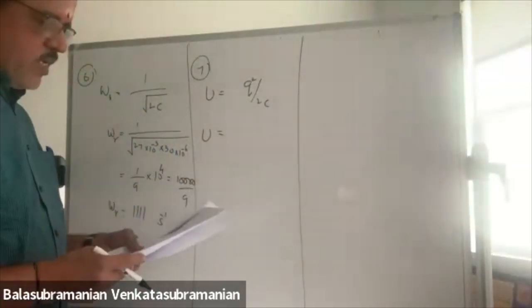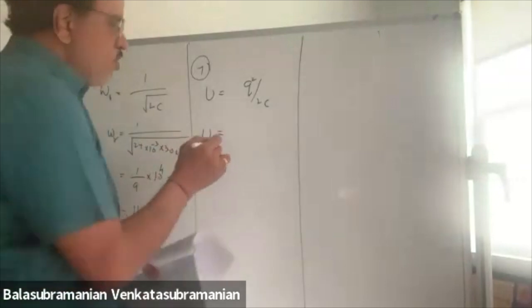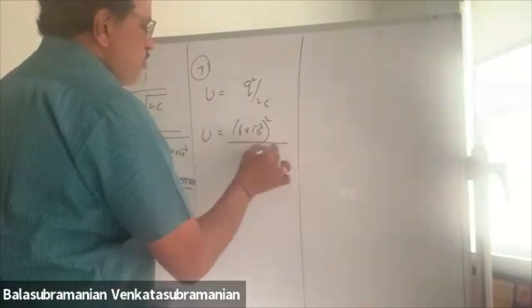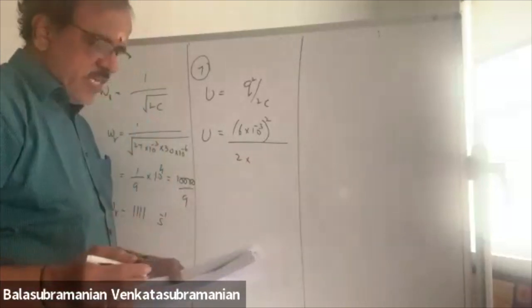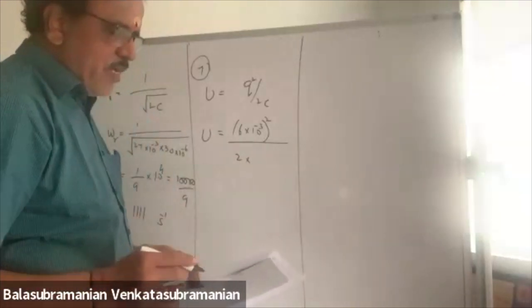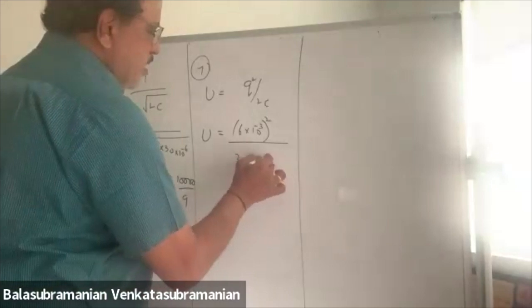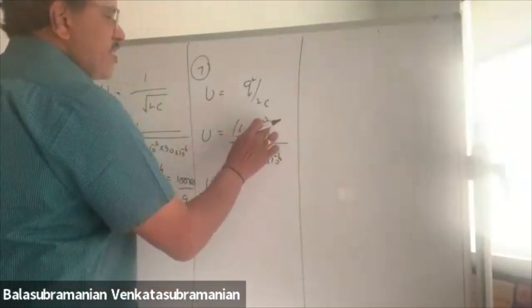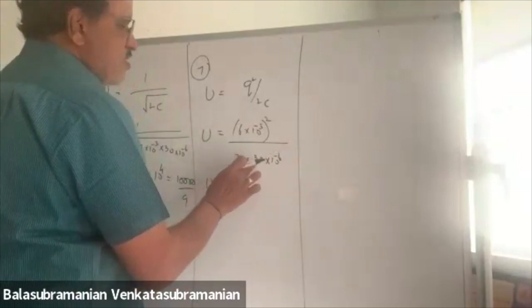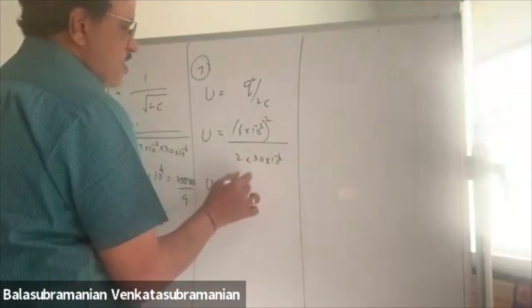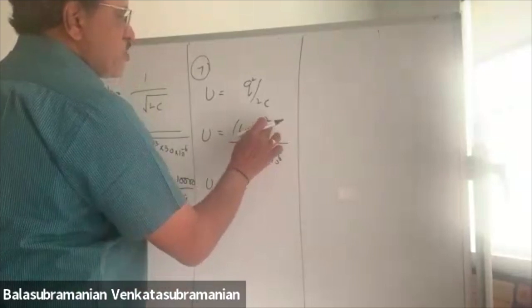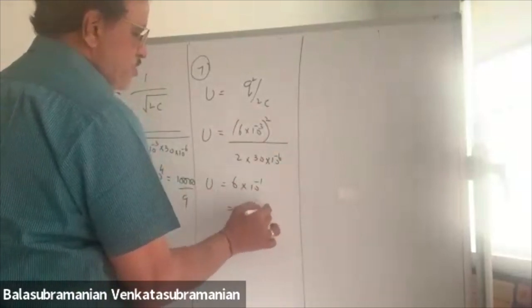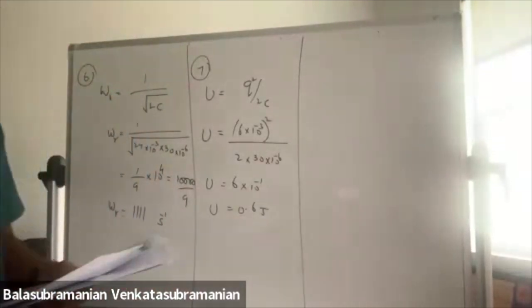What is Q value here? 6 millicoulomb. 6 into 10 power minus 3 the whole square by 2 into C value 30 microfarad, 30 into 10 power minus 6. 6 square 36 and this is 6. So again 6 here. 10 power minus 5, this is minus 6. So 10 power minus 1. 0.6 joules. That is energy associated.